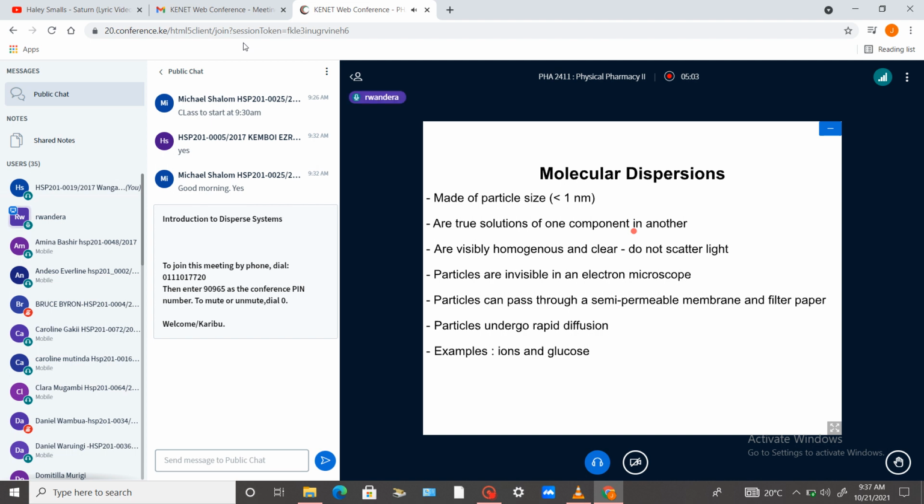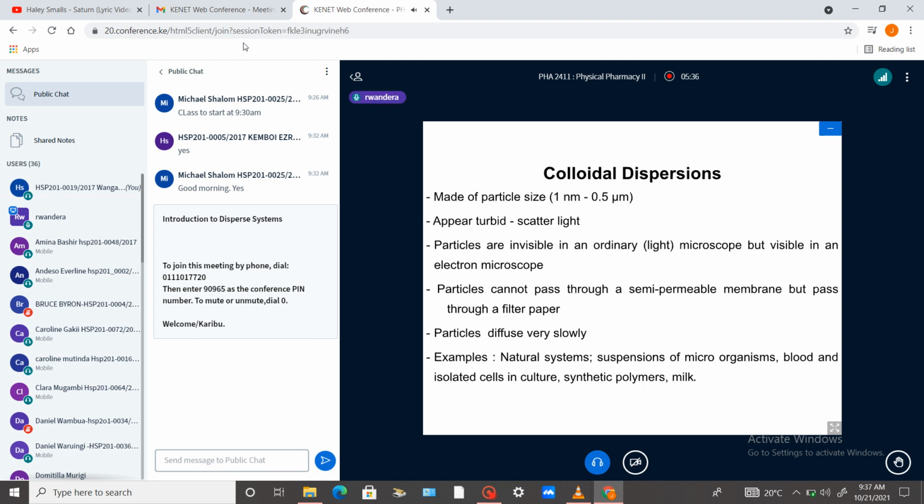Their particles also easily pass through semi-permeable membrane and filter paper. They undergo rapid diffusion, or what we also call Brownian motion. An example of molecular dispersions are ions and glucose. So these ones, you cannot see them even under the electron microscope. They are very small in nature.